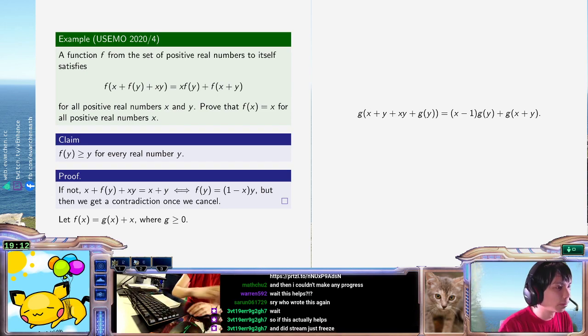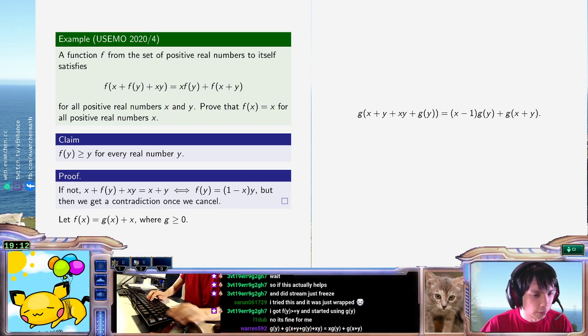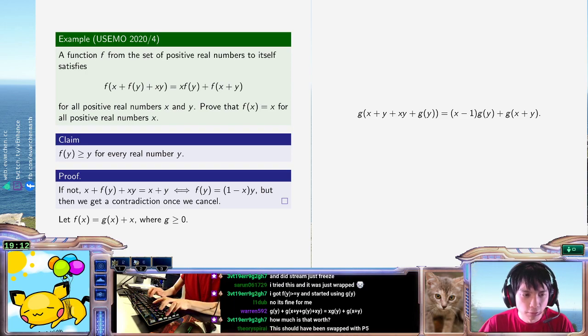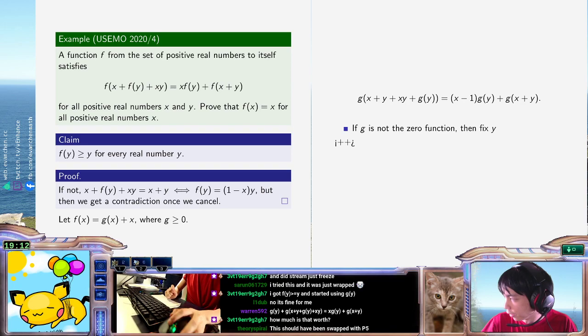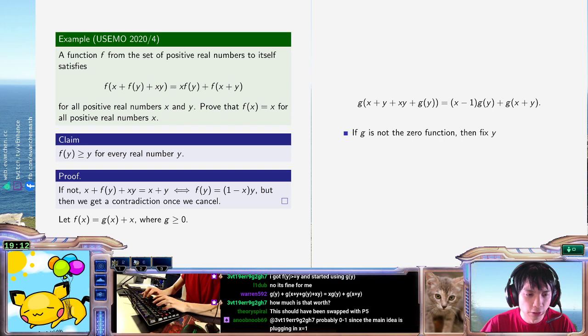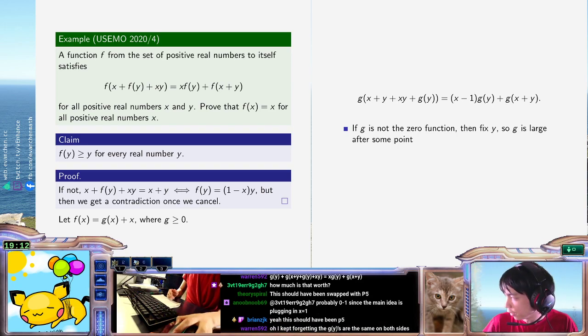Did stream just freeze? Oh, I really hope not. No, it didn't. Don't scare me like that. Okay, cool. So two things. One is that if g is not the zero function, then fix y. We fix a value of y, so you hold y in place. This is some non-zero number. So g is large after some point. Like, I fix y here, and then it's some multiple of x. So for large enough inputs, g is pretty big.